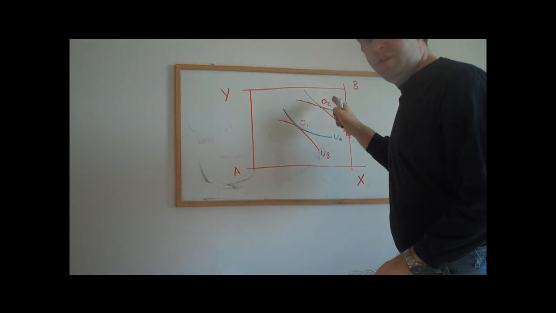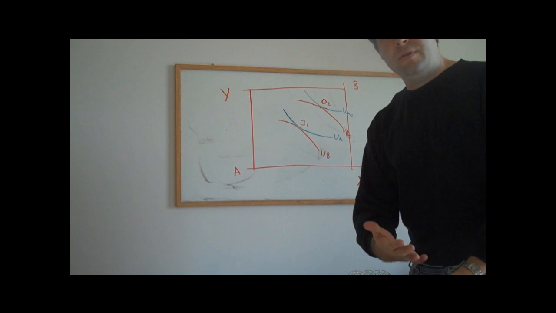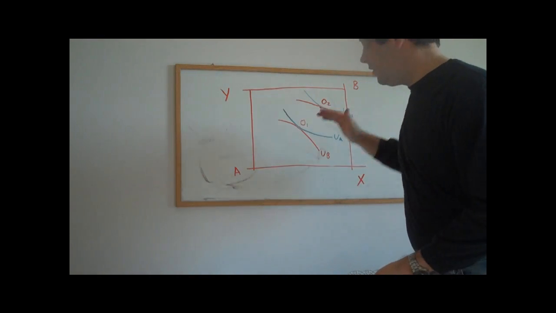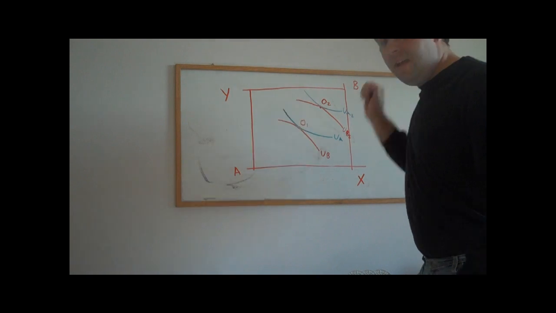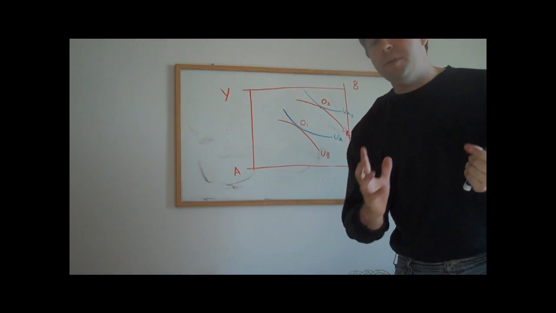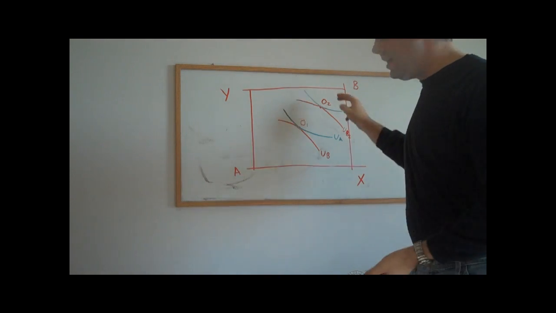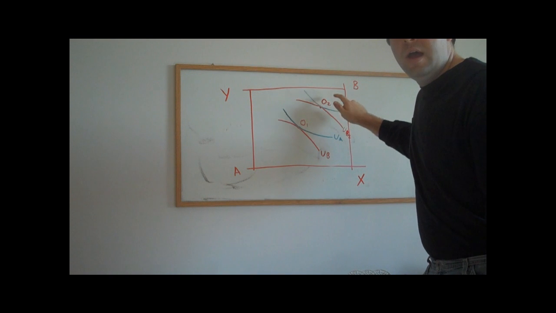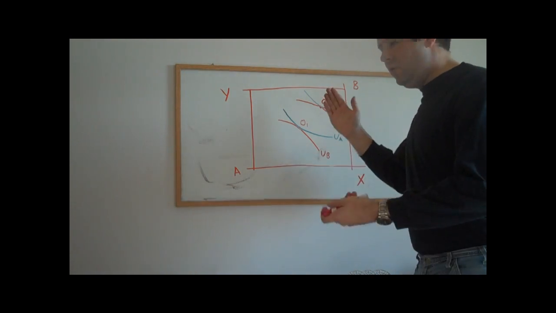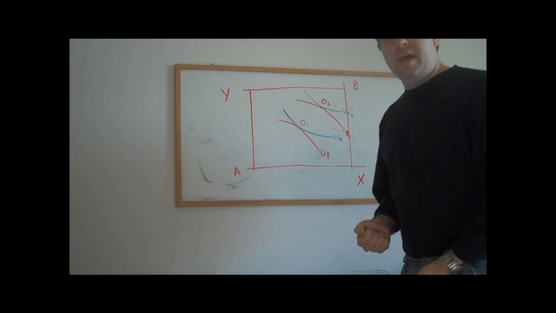Here at O2, we have a similar tangency between the indifference curve for B and the indifference curve for A. The notion of efficiency we have going on here is that we start at O2, a situation we're evaluating for whether it's efficient. If we start here at O2, can we make individual A and individual B better off starting from that point?